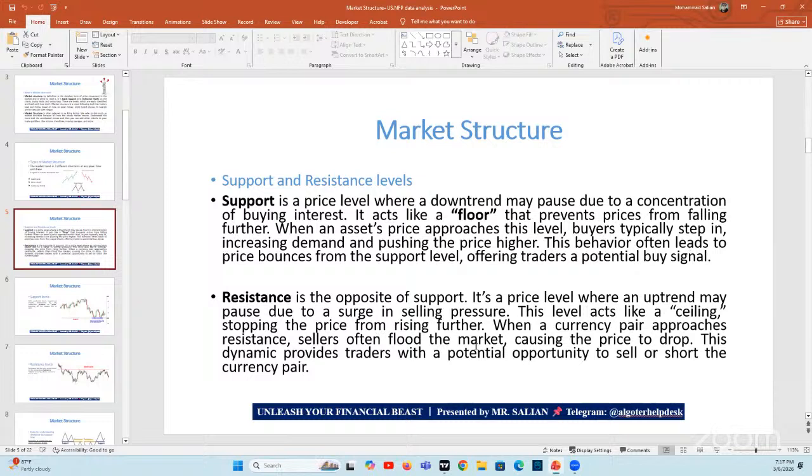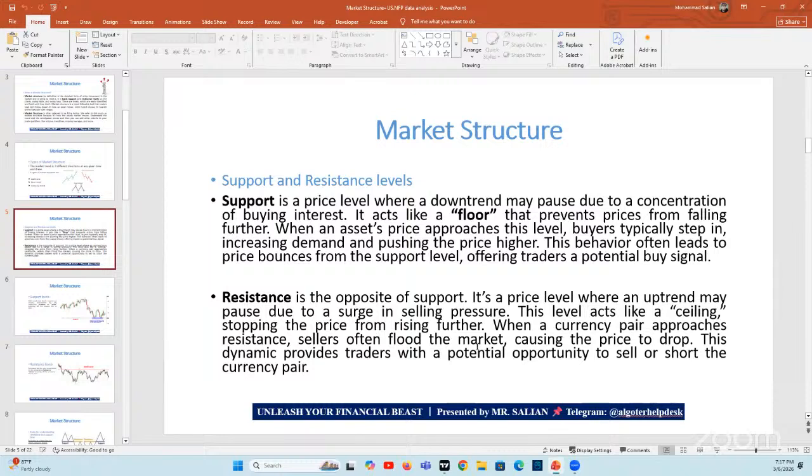Resistance is the opposite. It's a price level where a trend, so price is going up, it's in an uptrend, may pause due to a surge in selling pressure. Now sellers are there.